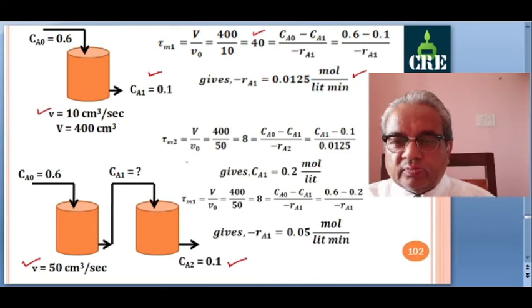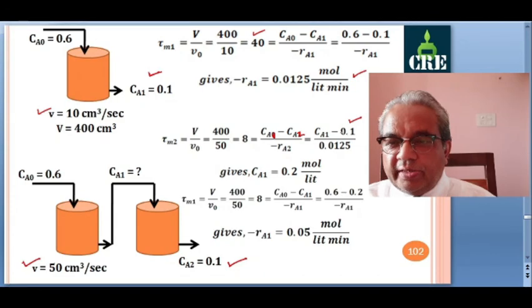So second reactor. For the second reactor, we will see this: tau m2 is Ca1 minus Ca2. We make this change, Ca1 minus Ca2. So Ca1 is unknown, Ca2 is known now. With this rate we are getting indication in the second reactor exit, and rate minus Ra2.